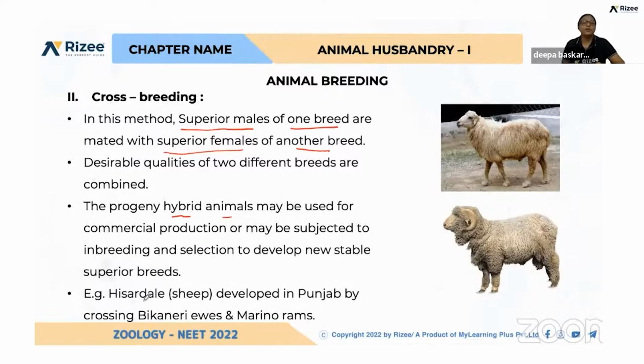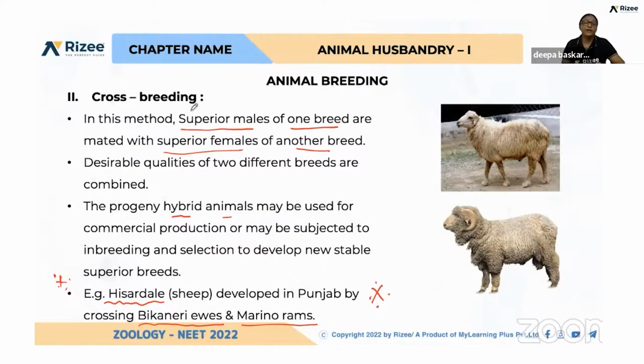For example, Hisardale. This example is very much important again. Hisardale was developed in Punjab by crossing Bikaneri ewes and Merino rams. So this is again very important, you have to remember.